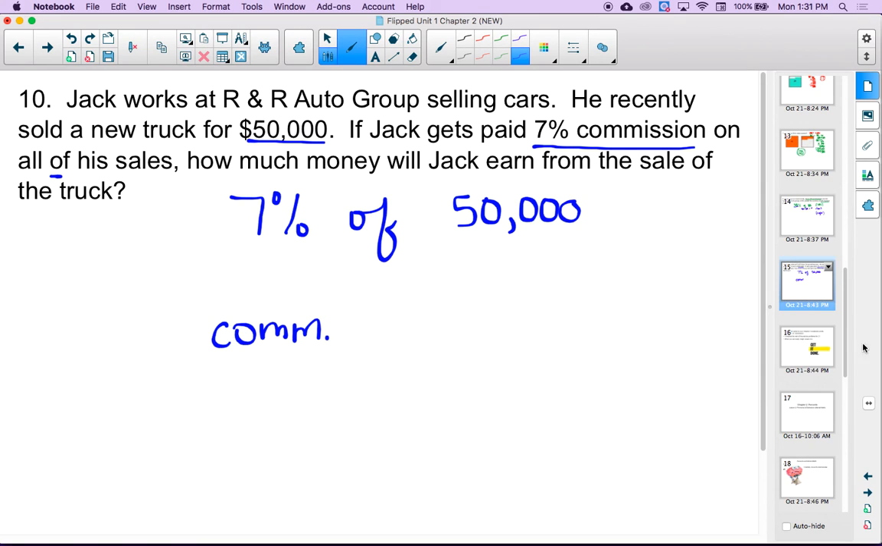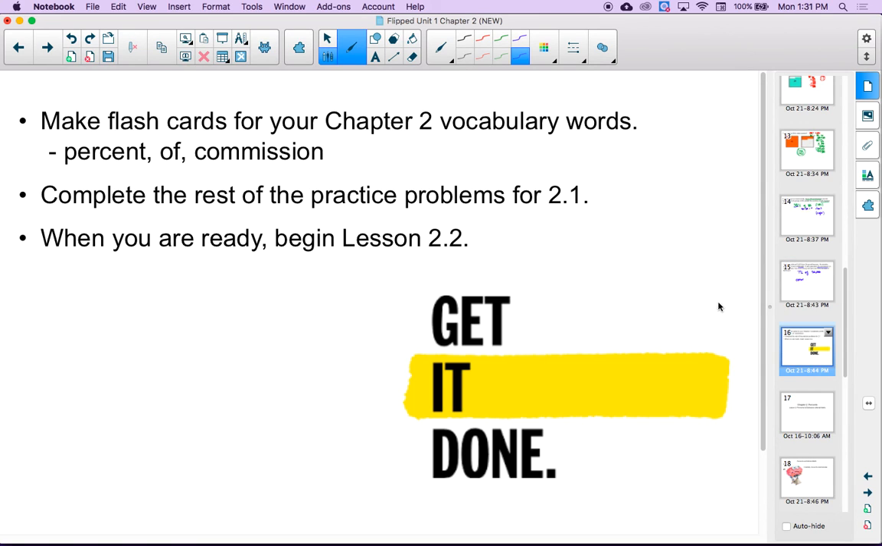Okay. Let's see what we have to do to finish up tonight's video. Make flashcards for your Chapter 2 vocab. Percent of and commission. Make sure your flashcards are ready to go. Complete the rest of the practice problems for 2.1. We did 2 together and I set 2 up for you, so I think there's just a couple more that you have to finish on your own. They're pretty quick. And when you are ready, you can begin lesson 2.2.